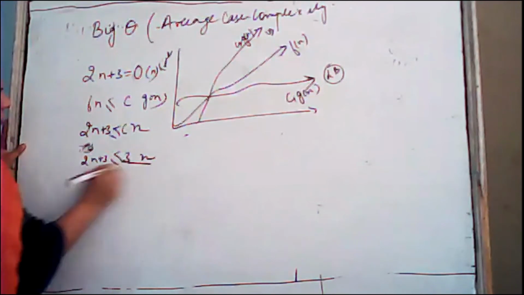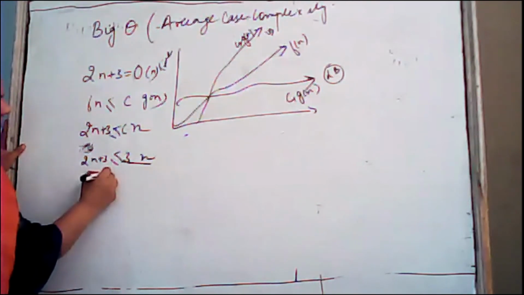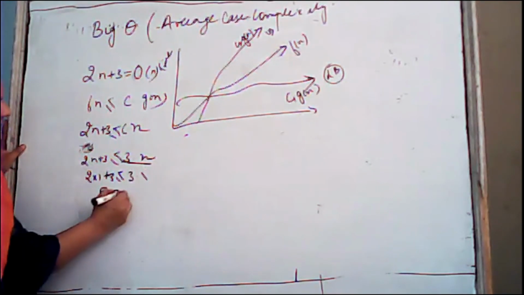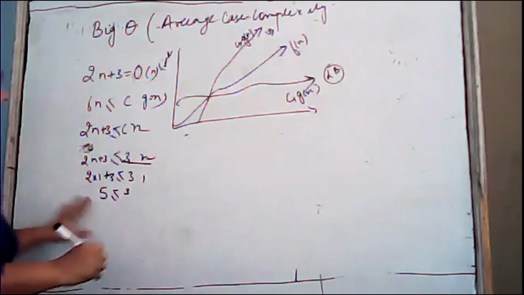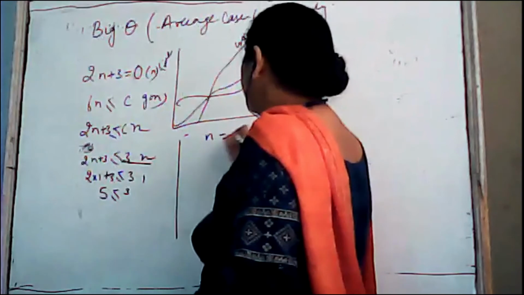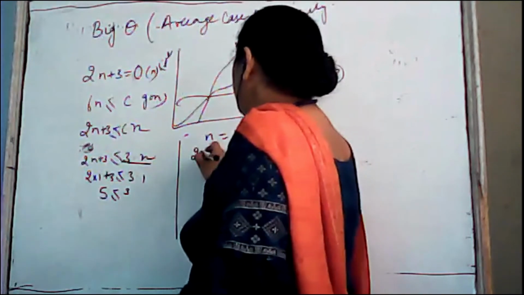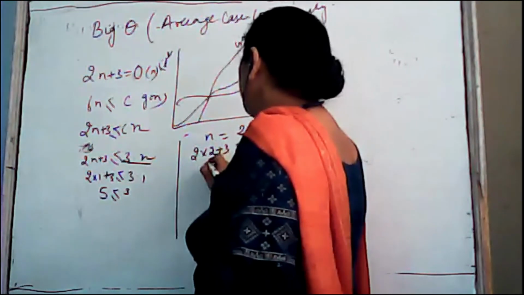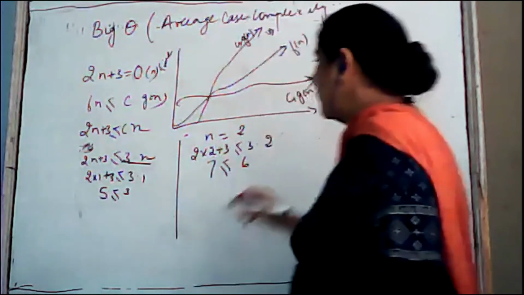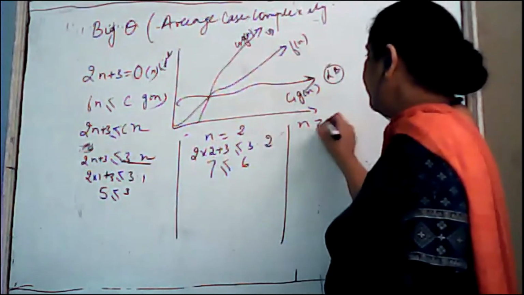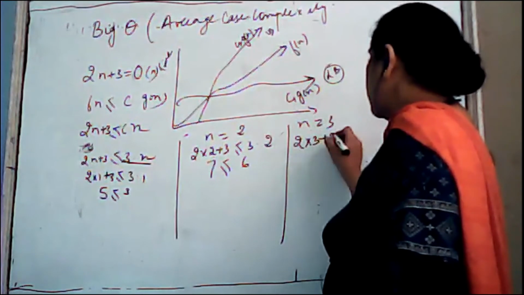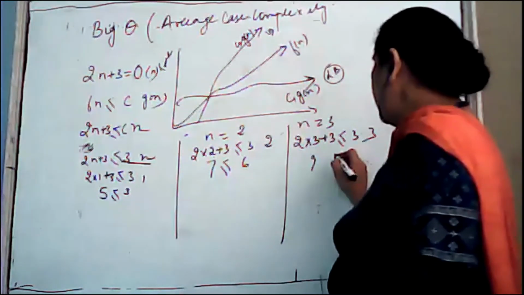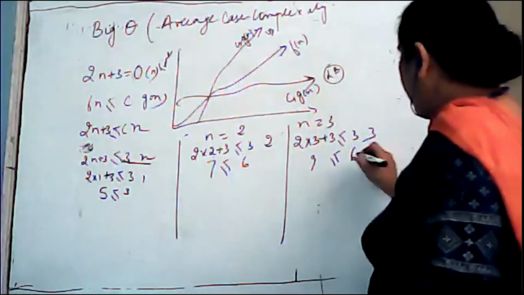And for which value of n is it going to be satisfied? For n equal to 1: 2 into 1 plus 3 is less than 3 into 1. So this is going to be 5, and 5 is less than 3? No. So substitute n is equal to 2: 2 into 2 plus 3 is less than 3 into 2. So 2 into 2 is 4, 4 plus 3 is 7, which is not less than 6. So let's do it for n is equal to 3: 2 into 3 plus 3 is less than 3 into 3. 2 into 3 is 6, 6 plus 3 is 9, and 9 is less than or equal to 9.